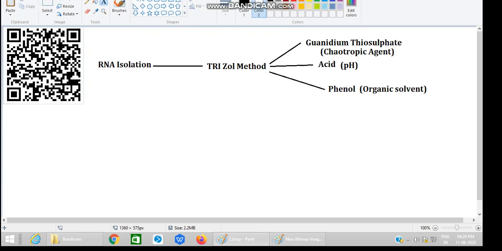There are so many chaotropic agents. Why exactly is guanidinium thiocyanate needed? Because, you should be very careful, guanidinium thiocyanate is such a chaotropic agent that it will also destroy a particular enzyme known as RNase. RNase is what? RNA-ase.